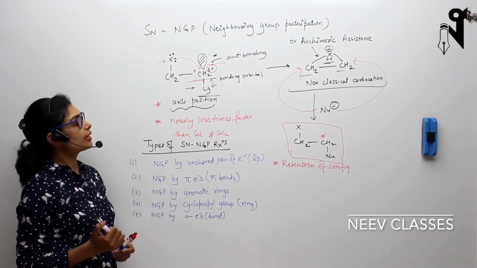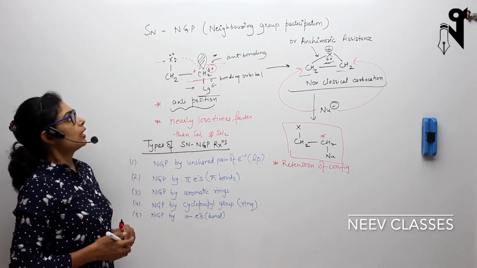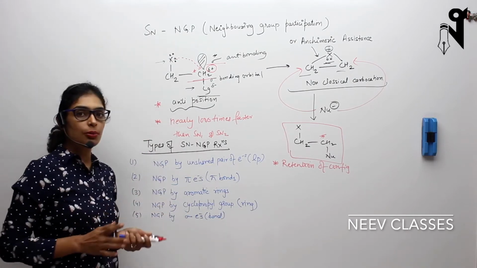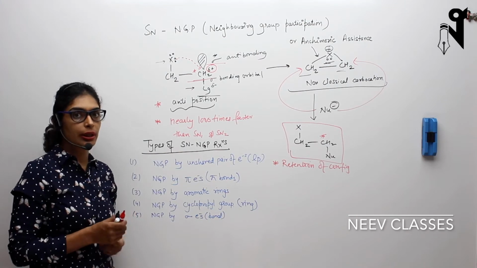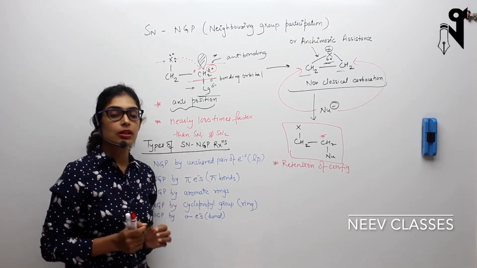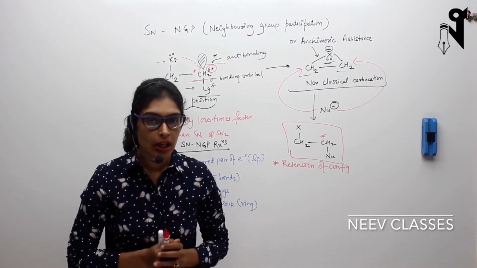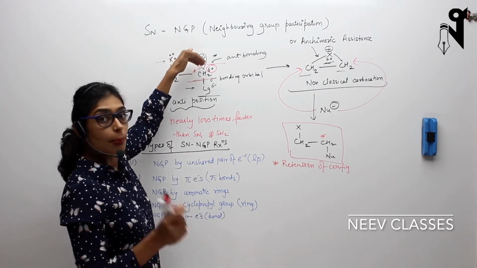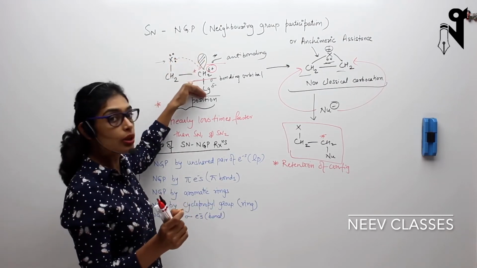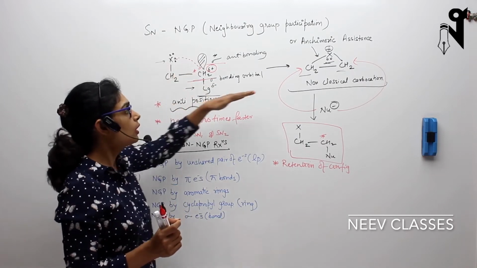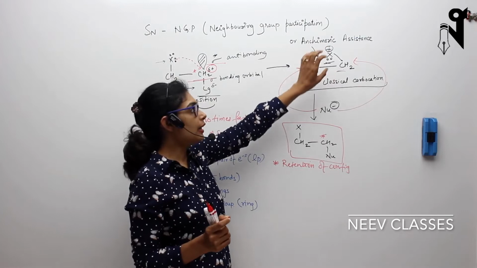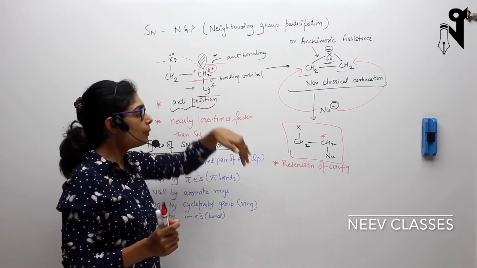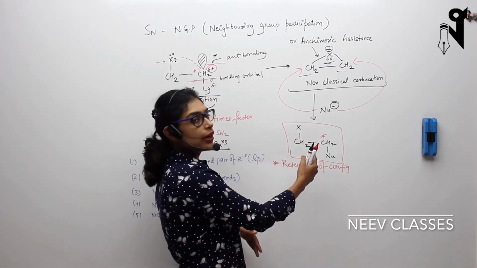Okay, so let me summarize. We will do all these types in detail. Let me summarize about NGP. What is happening in NGP? We have two different groups attached on the neighboring carbons. One is the leaving group itself, and one is a group which has lone pairs available. The lone-paired species will give its pair of electrons to the partial positively charged carbon which is attached to the leaving group, and will kick out the leaving group, forming a non-classical carbocation. That formation will be in the opposite direction with respect to the leaving group.